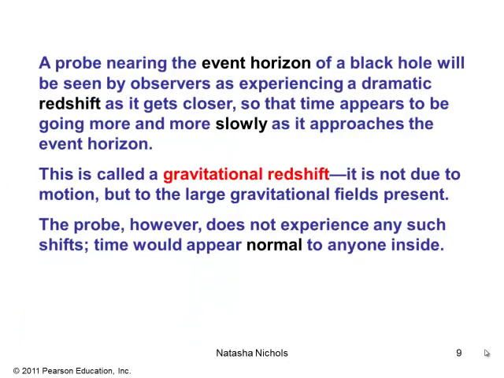A probe nearing the event horizon of a black hole will be seen by observers as experiencing a dramatic redshift as it gets closer, so that time appears to be going more and more slowly as it approaches the event horizon. This is called a gravitational redshift. It is not due to motion, but due to the large gravitational fields present. The probe itself, however, does not experience any such shifts. Time would appear normal to anyone inside.